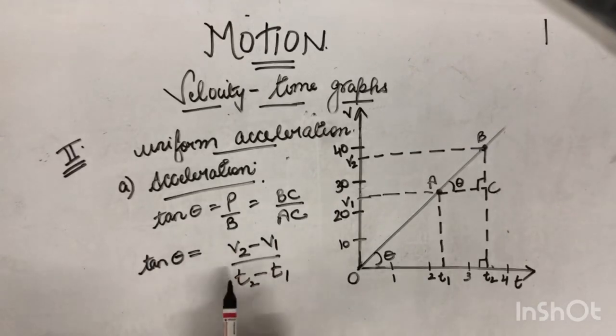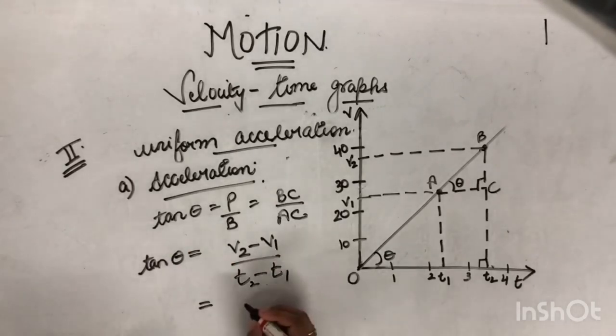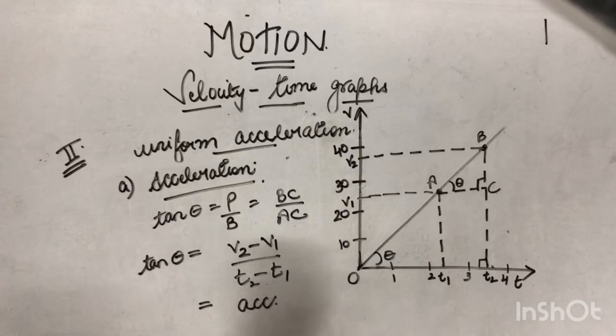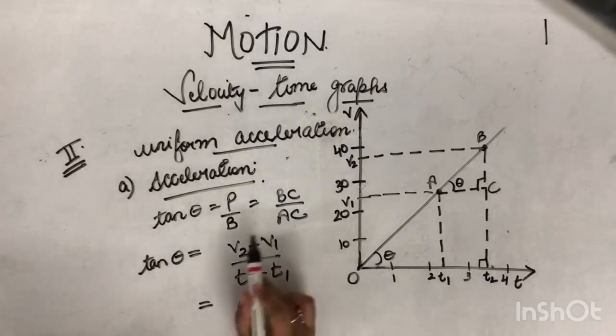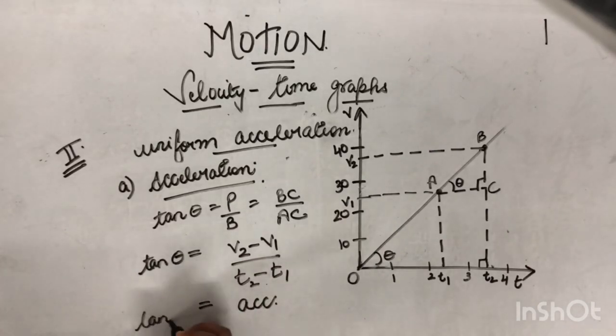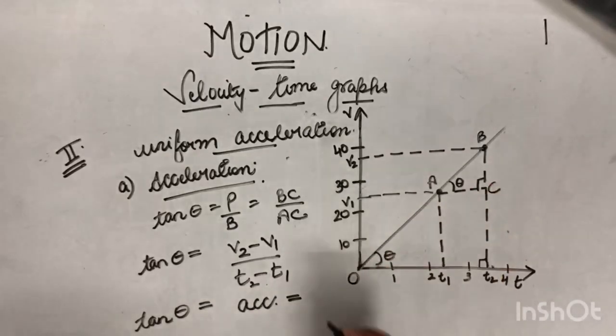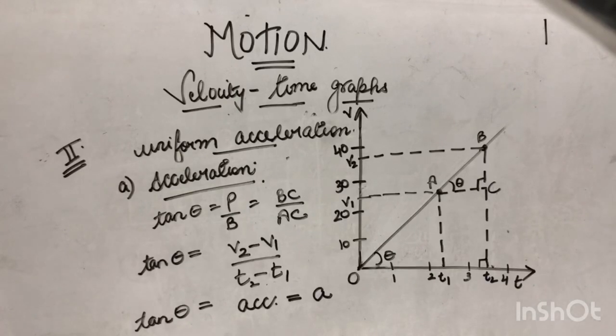What is this? Change in velocity upon time. So we have seen that change in velocity upon time is acceleration. What was the definition of acceleration? Rate of change in velocity. Whenever we divide change in velocity by time, we'll get acceleration. So we have proved that tan theta is equal to acceleration. It means the slope of the graph gives us acceleration. So we can find the acceleration of the body by finding the slope of the velocity-time graph.